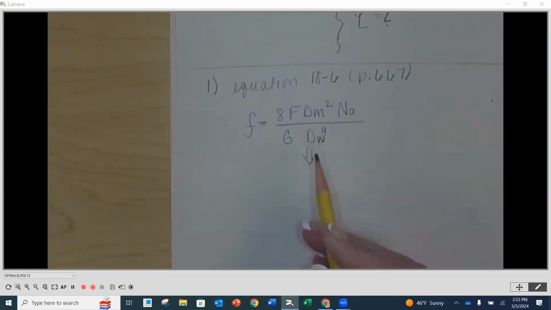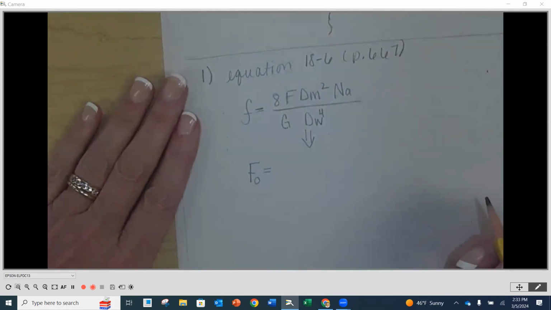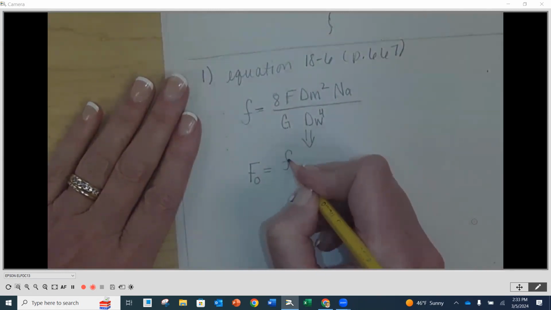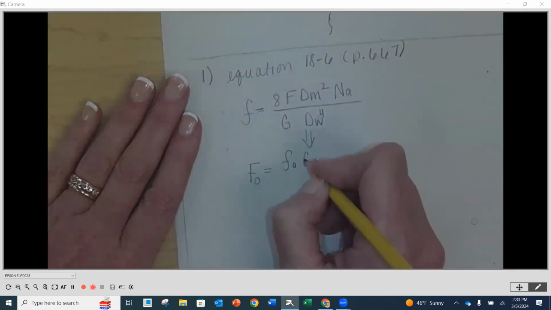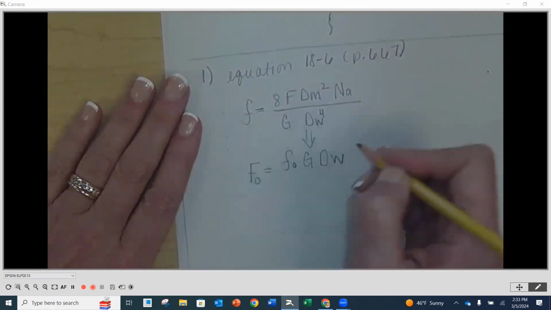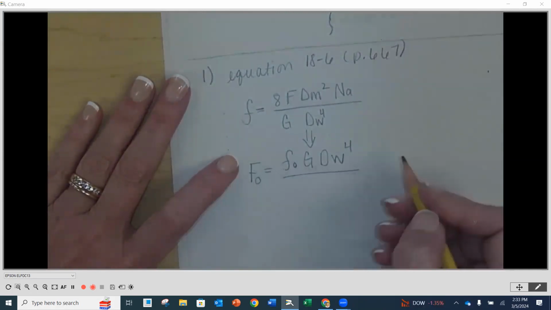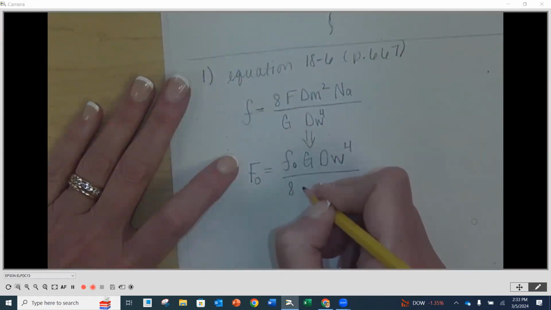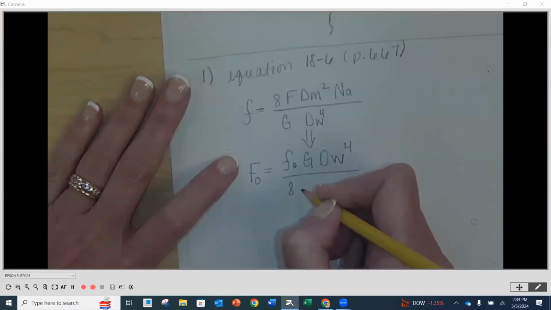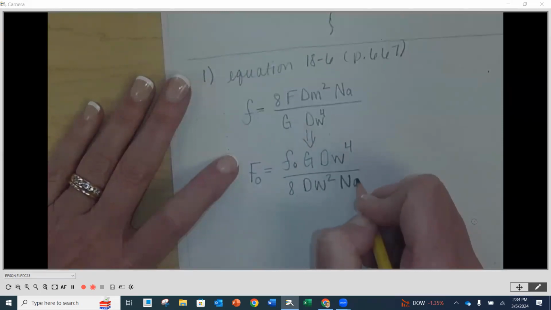Okay, so my equation comes out to be F is equal to, and I'm going to call that the operating force, is going to be our deflection at the operating length. And we'll expand that out in just a little bit. It's going to be the free length minus the 3 times G times dW, and that's going to be to the 4th, right? Divided by 8, then dW squared, and then NA, right? And NA.